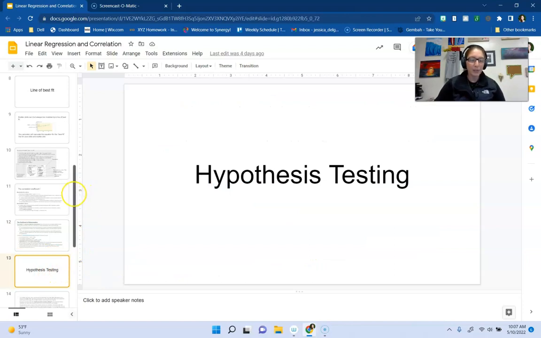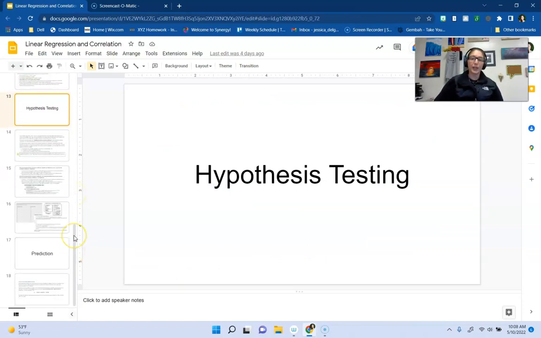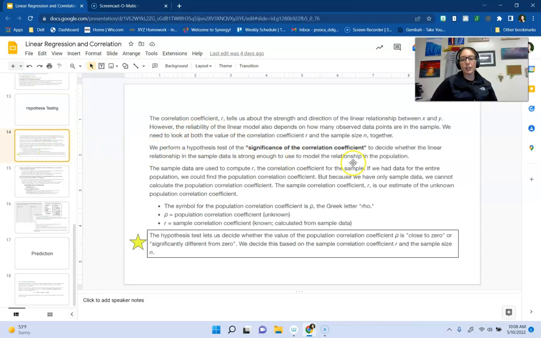The next thing that we need to do with linear regression is hypothesis testing, right? So here comes our alphas, here comes our p-values. Okay, why do we need to use this now for linear regression? The correlation coefficient R tells us about the strength of the relationship, and it tells us if there is or is not one. If R equals 0, there's no relationship here. However, the reliability of the linear model also depends on how many observed data points are in the sample, right? The more data we have, probably the more reliable it is. Less data, probably not. We need to look at both the value of correlation and the sample size together to see if this is a reliable test that we're doing.